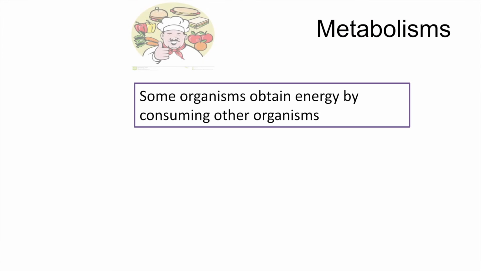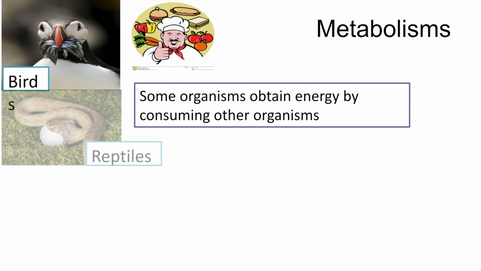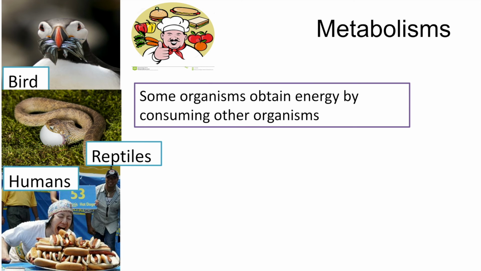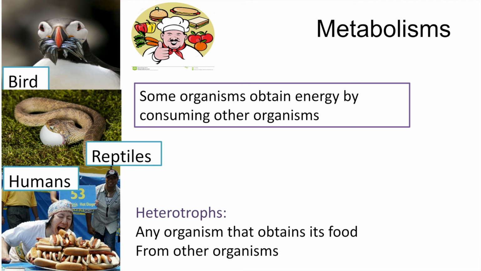We also have organisms that obtain energy by consuming other organisms. Examples would be birds, reptiles, humans. We can't make food from just sitting in the sun for a while. That'd be pretty cool, but it just ain't gonna happen. We call these types of metabolisms heterotrophs. Organisms that are heterotrophs obtain food from other organisms, whether we're eating full whole organisms or we're eating processed food like potato chips. We're eating the potatoes, the autotrophs, but they were other organisms.